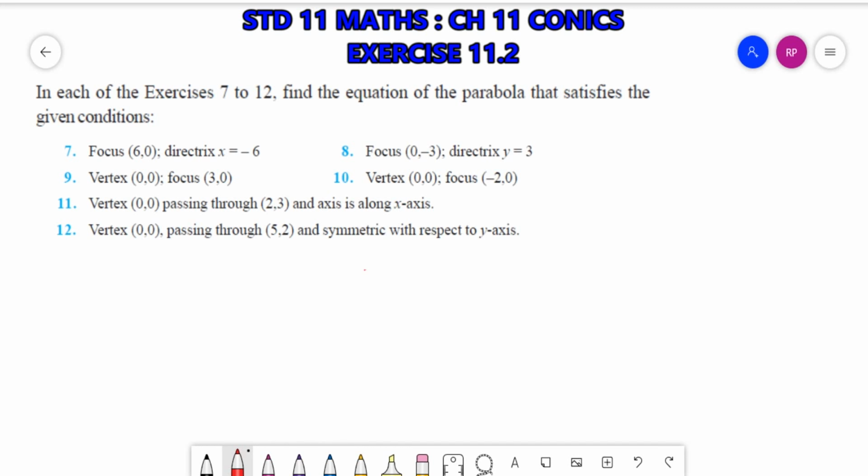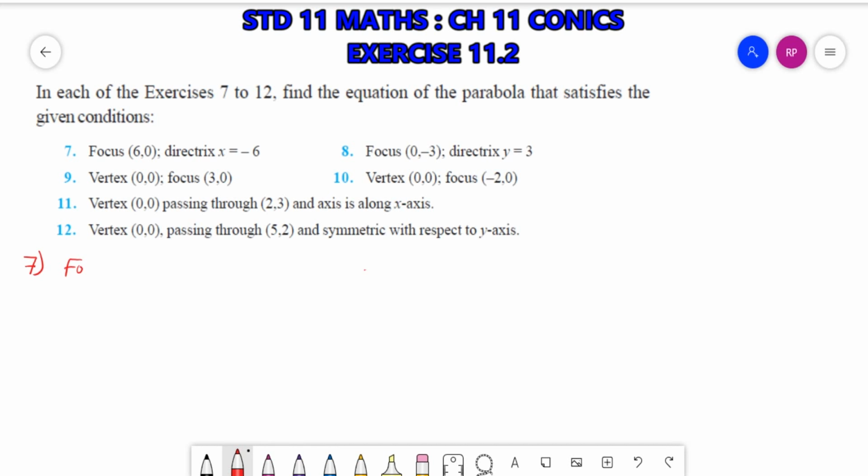Question 7 to 12. In each of the exercises 7 to 12, find the equation of the parabola that satisfies the given condition. So from 7 to 12, you have to find out the equation of the parabola. Let's see the seventh one first.